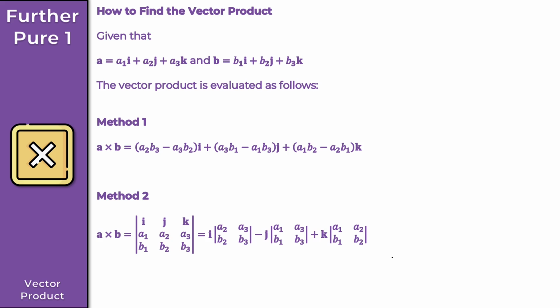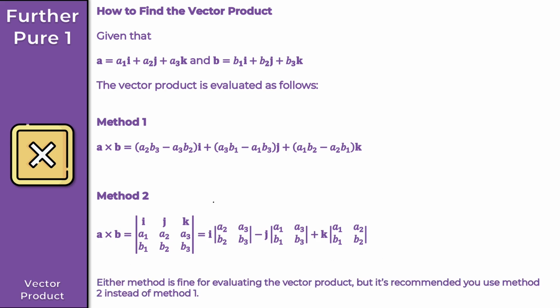Now, I personally prefer method 2 here. I do think this flows a little bit more naturally, right? And is a little bit more intuitive for finding the vector product. So rather than having to rely on the formula book, obviously there's nothing wrong with that, but rather than having to rely on it, I just personally prefer this method here. Okay. And I do make a note of that here. So either method is fine for evaluating the vector product, but it is recommended that you use method 2 instead of method 1. Okay. So there we have it. That's how we find the vector product here for 2 vectors.